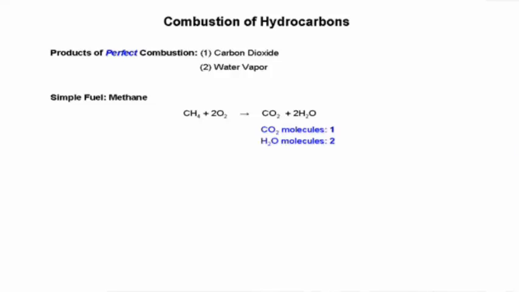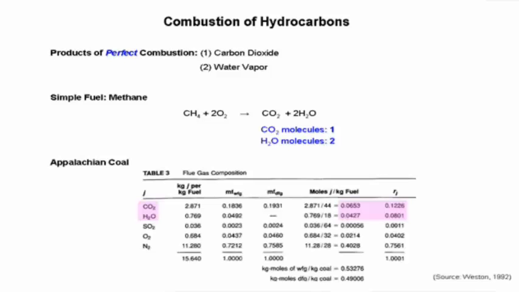More complex fuel is illustrated by Appalachian coal. For every 3 CO2 molecules, its combustion produces 2 molecules of water vapor. In regard to climate, whether the ratio of water vapor to CO2 is 2 to 1 or 2 to 3 really doesn't matter. Here's why.